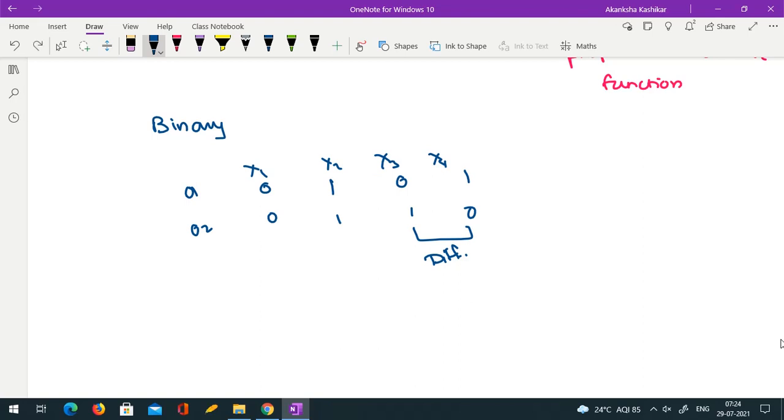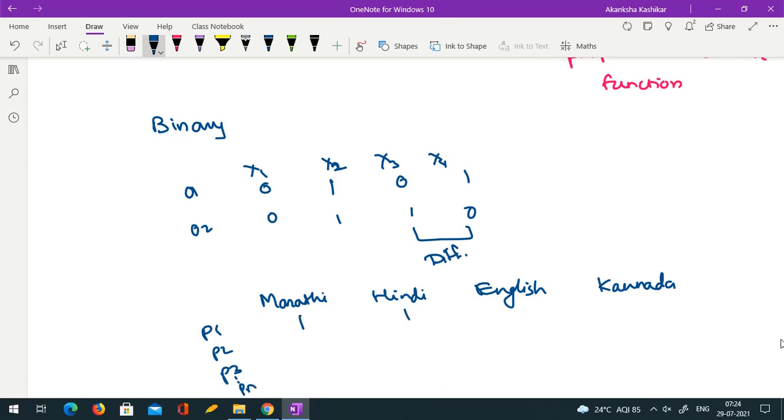Why is a 0-0 match of no use? Let us say I'm talking about languages known by different people. I'm asking everyone whether you know Marathi or not, whether you know Hindi or not, whether you know English or not, and whether you know Kannada or not. I record 1 if the person knows that language and 0 if the person doesn't know that language.